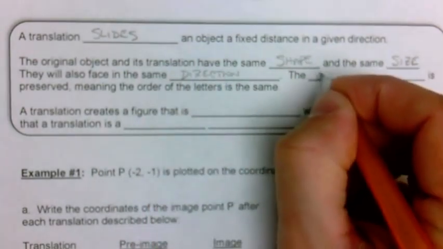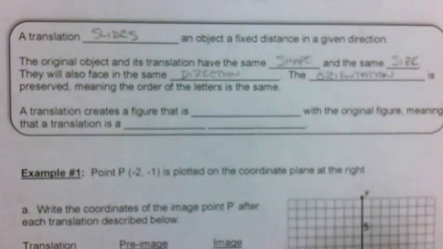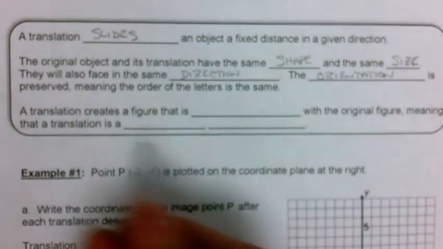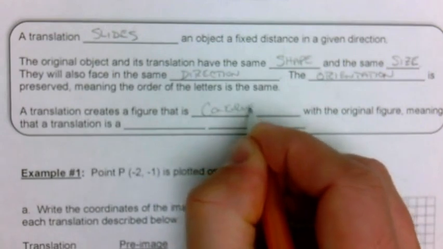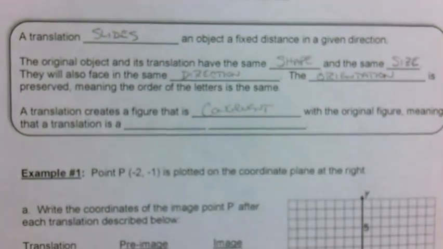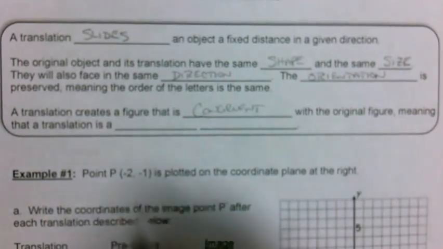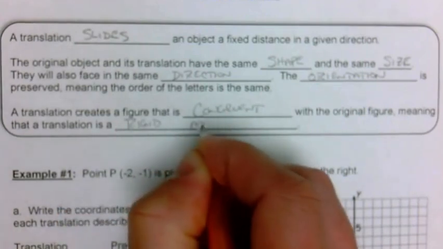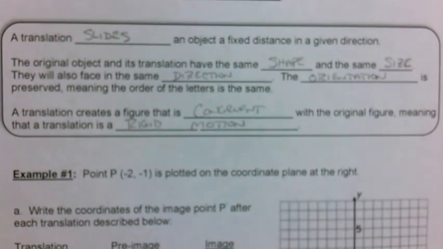This means that the orientation of the shape is preserved, meaning that the order of the letters is the same. A translation creates a figure that is congruent with the original figure. The image will be congruent to the pre-image, meaning that a translation is an example of a rigid motion. Rigid motions create images that are congruent to their pre-images.